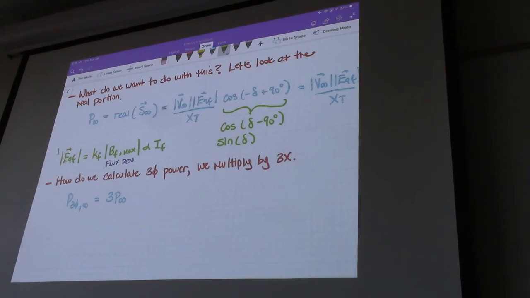And so when we look at the larger equation, what we'll see is that the 3-phase power, or the real power, is going to be proportional to EAF and is going to be proportional to IF. So the higher the field winding current, the more power, real power that we're going to be generating at the output.